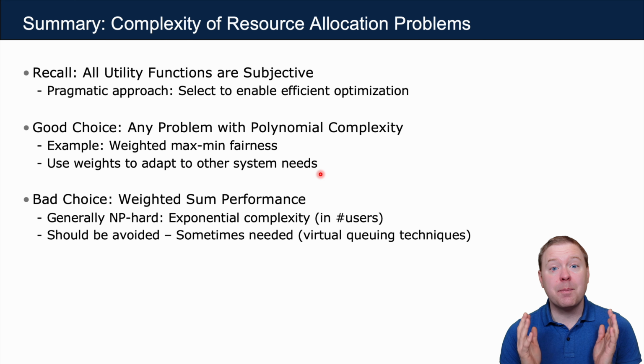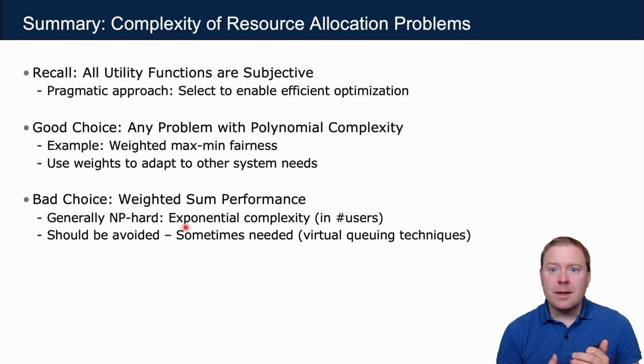By contrast, the bad choice is the weighted sum performance problem, because it's generally NP-hard and has exponential complexity in the number of users, because this is the number of dimensions in which you need to create these boxes that you are branching in the BRB algorithm. And you could solve it with 2 users. I showed you a video of that. 4, 5, 6 users might also be solvable, but then it becomes really computationally heavy. So you should avoid this, even if it's sometimes needed in order to solve some virtual queuing problems in practice.